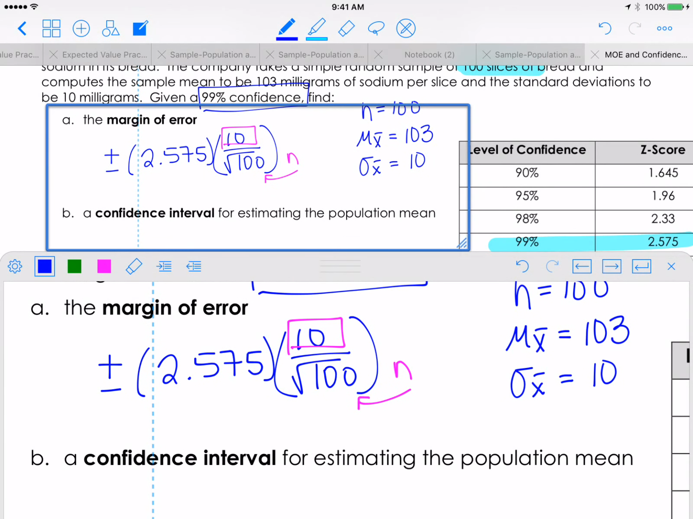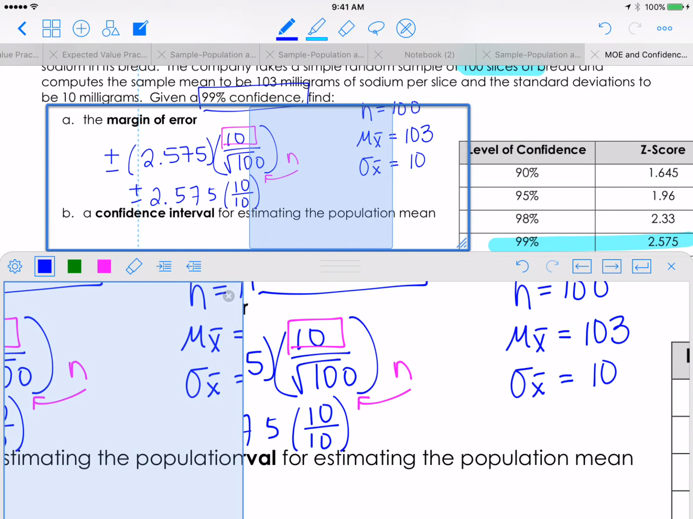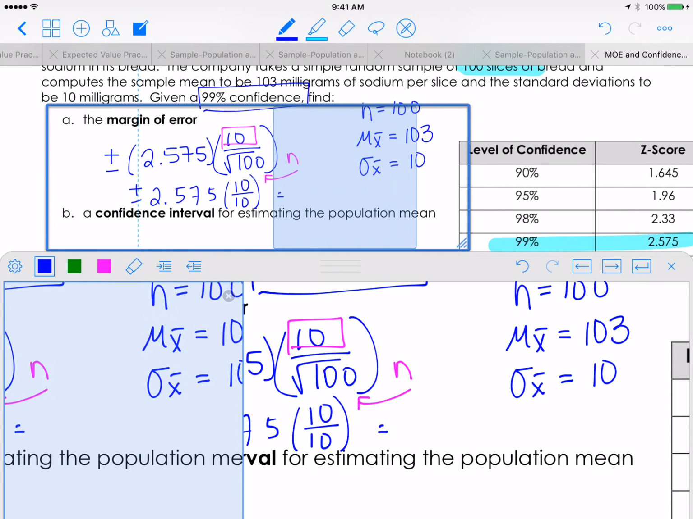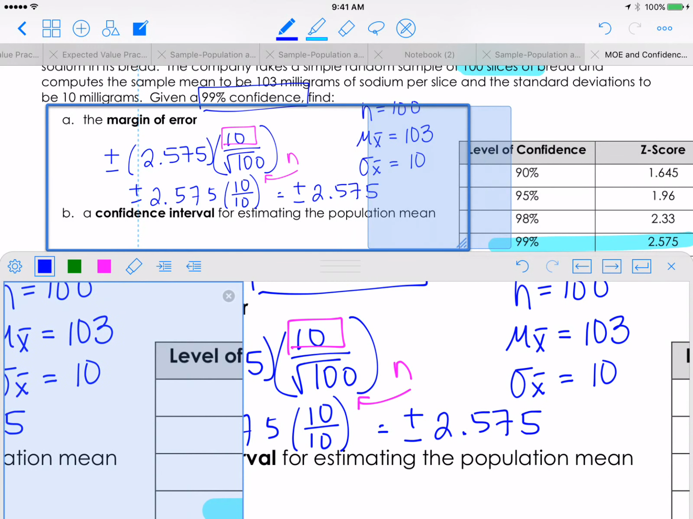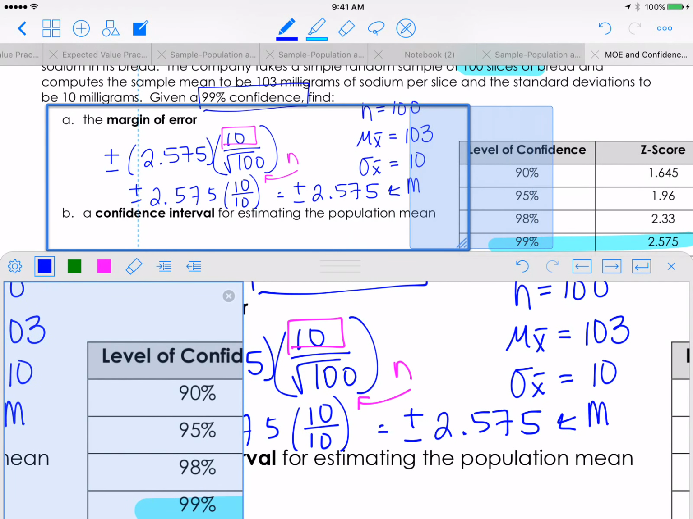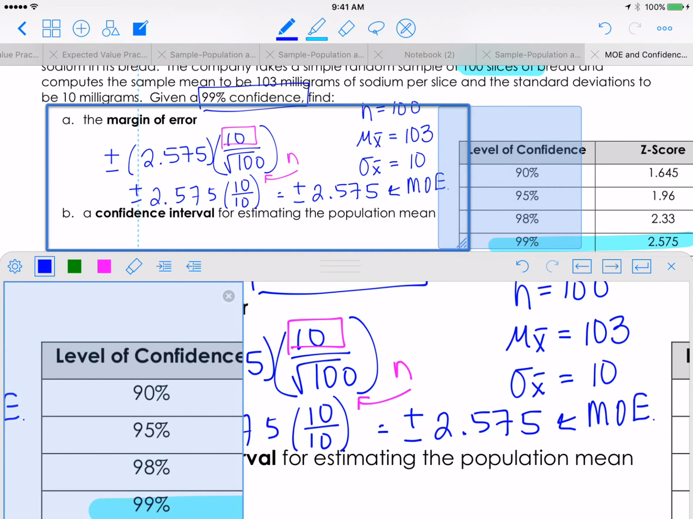Okay, so now we have plus or minus 2.575 multiplied by 10 over 10, which is just 1. So we get, ironically, plus or minus 2.575, and that is your margin of error.